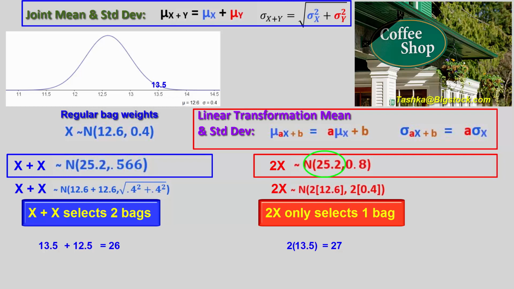And this is why we need to calculate the standard deviation for joint distributions of x plus x by taking the square root of the sum of the variances, while calculating the standard deviation for linear transformations by just multiplying the original standard deviation by the factor of 2. The standard deviation is larger in the case of the linear transformation, for which only 1 score is selected, and that score can be extreme.